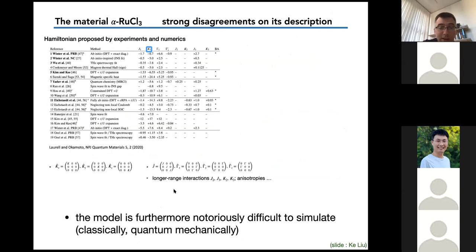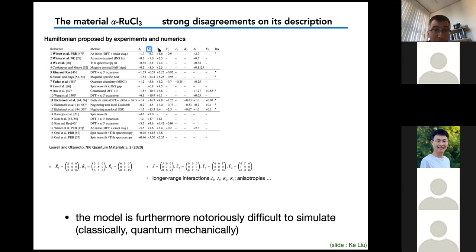Now, theoretically, this material is very difficult. There is essentially, I would say, almost no agreement on what a correct microscopic parameter is. So what you see here are 19 different papers, and they try to estimate the value of the Heisenberg J, the Kitaev K, these gamma interactions, gamma prime, J3, K2, and so on. And you see that these numbers fluctuate very strongly. Even the sign of these interactions is quite different. So it's very difficult to be sure what's really going on.